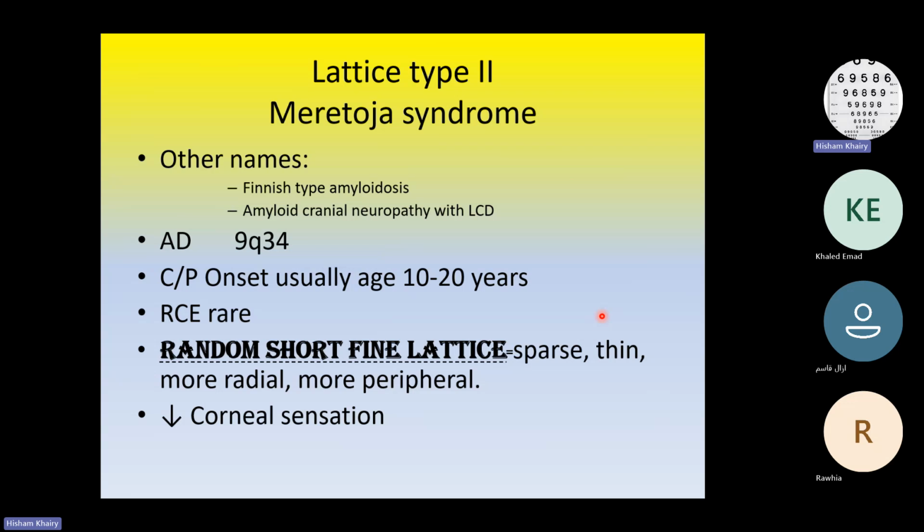The onset is usually between the age of 10 and 20 years, and recurrent corneal erosions are rare in lattice type 2. So they are common in lattice type 1, and they may precede other corneal findings. But in lattice type 2, they are rare. Lattice type 1 has fine outward lattice. Here is random short fine lattice, sparse, thin, more radial, more peripheral, and there is decreased corneal sensation.